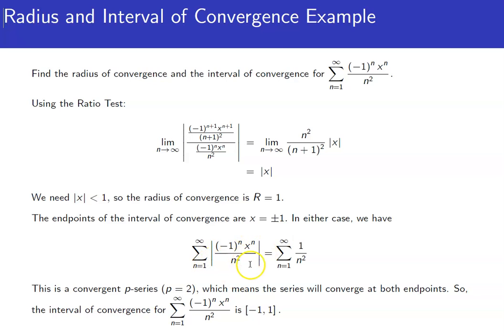If we take the absolute value of the terms of the series, whether we plug in 1 or negative 1, we're always going to get 1 over n squared. Whether we plug in a positive 1 or whether we plug in a negative 1, we get the same series, the sum of 1 over n squared. This is a convergent p-series, so it converges at both endpoints. It'll converge when we plug in 1, and it converges when we plug in negative 1. So the interval of convergence in this case is the closed interval from negative 1 to 1.